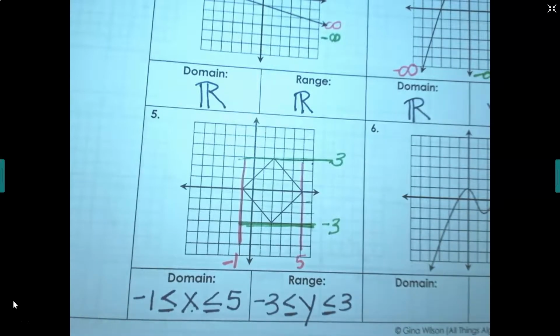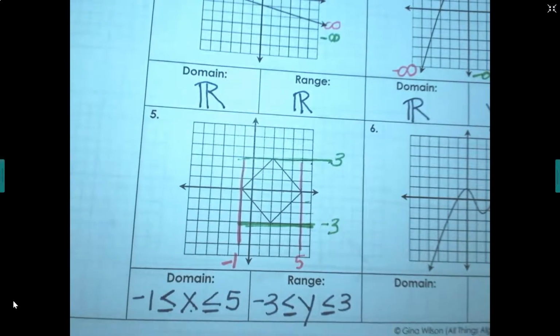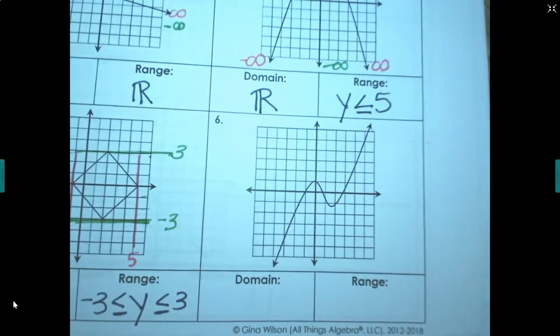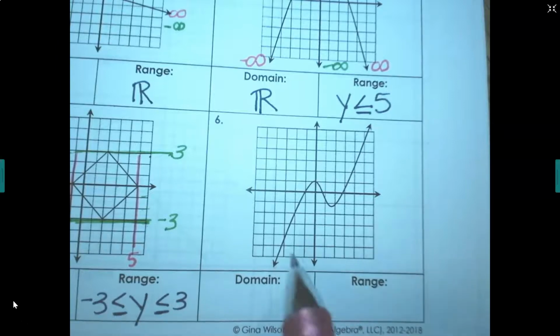Okay. All right, let's try number 6. Just seeing lots of examples is most helpful. So on number 6, let's go with domain first. Look at the left-hand side of the graph. The left-hand side of the graph is going left forever. It's never stopping going left. Well, left forever is -infinity for x values.